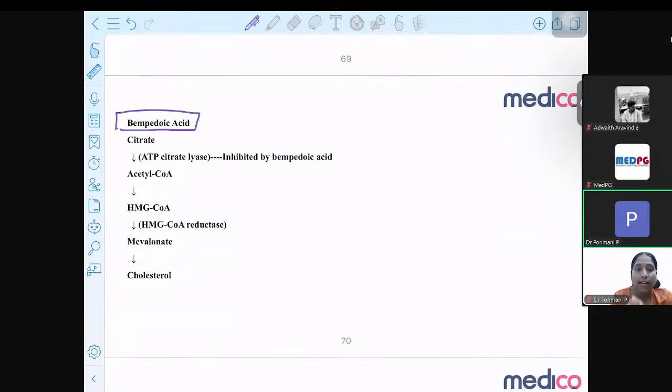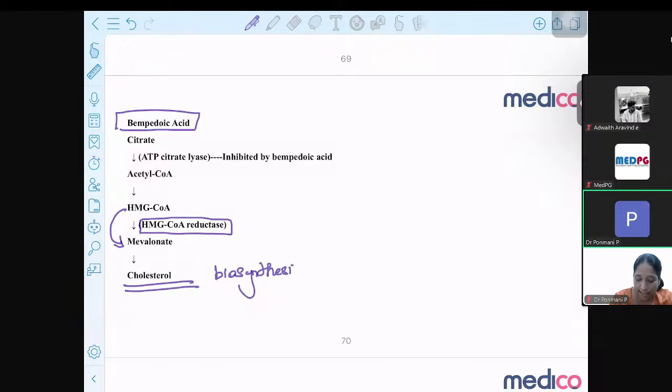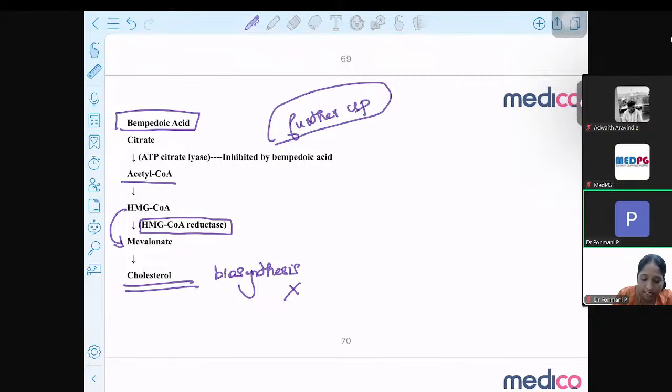It is a new drug. What does bempedoic acid do? We know there is a drug called HMG-CoA reductase inhibitor. This HMG-CoA reductase inhibits the conversion of HMG-CoA to mevalonate, and hence the cholesterol biosynthesis is reduced. Now, this bempedoic acid is going to act further up in the stream. That is, even the conversion of citrate to acetyl-CoA with the help of an enzyme ATP citrate lyase is inhibited by this bempedoic acid.